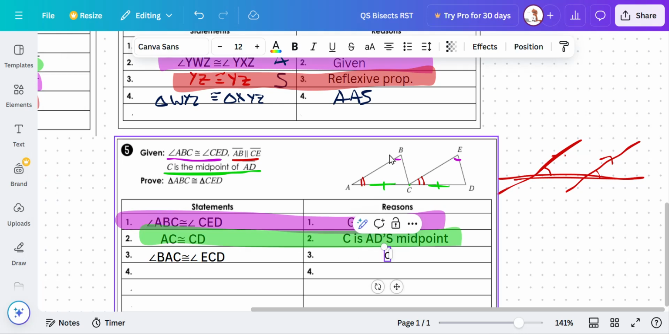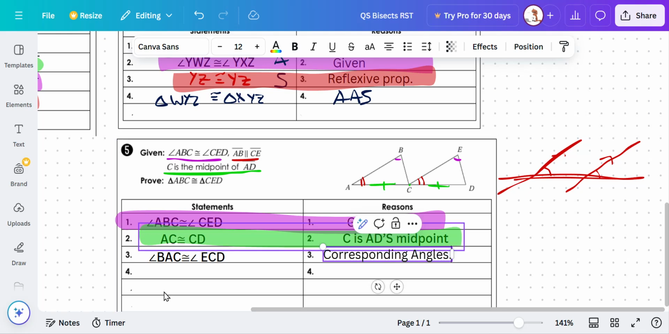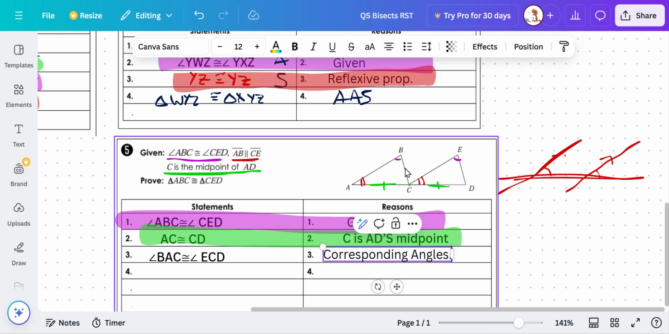All right, so BAC is congruent to ECD, and those are because they are corresponding angles of parallel lines with a transversal, but if you tell me corresponding angles, I know what you mean. So we're not going to worry about proving all the extra stuff. We'd have to say, well, since they're parallel, they are corresponding, but you can just say, hey, I know this angle is congruent to that angle because they're corresponding angles.